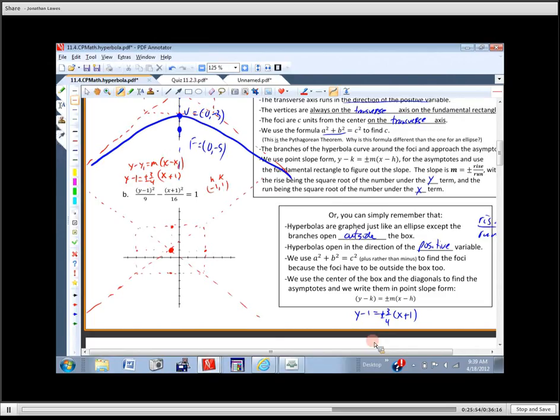Now we have to go through and graph the hyperbola. Does this open up and down or right and left? And how do you tell? Why is it up and down, Emily? Because the y is positive. In fact, this is the same graph as we just did, except for what's been done to it? It's been moved to the left one and up one.